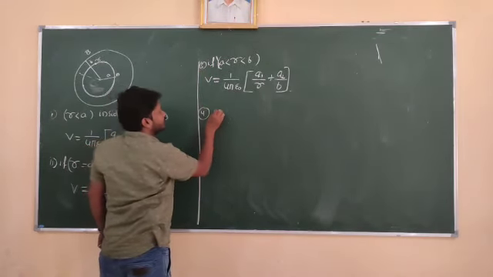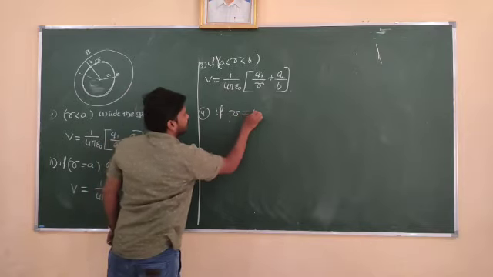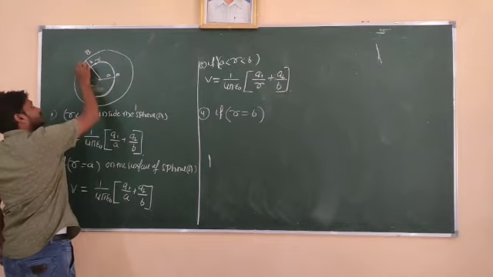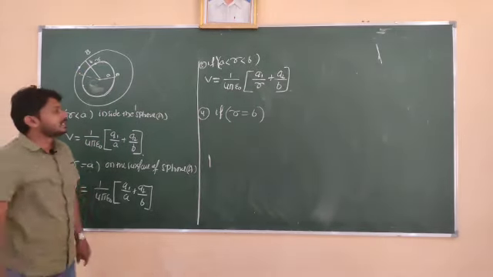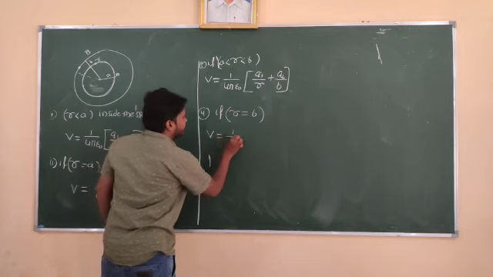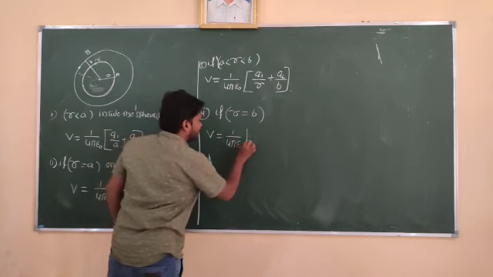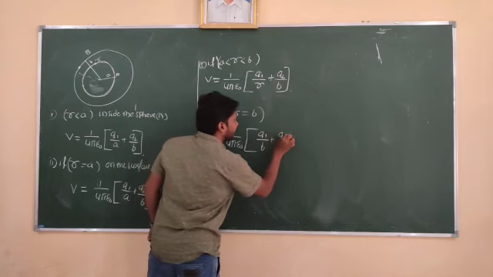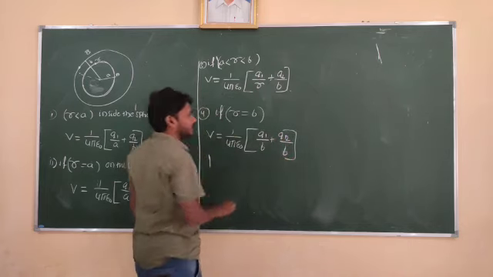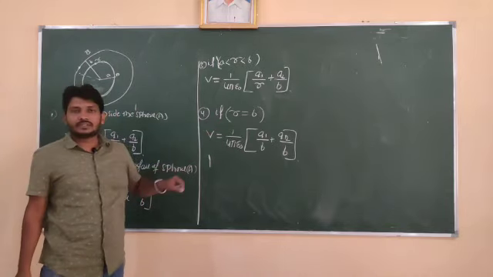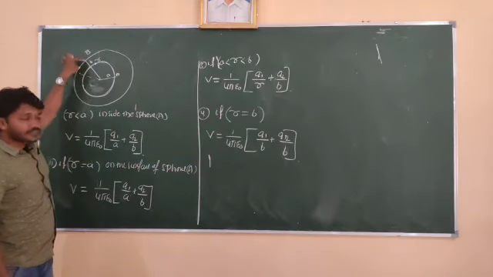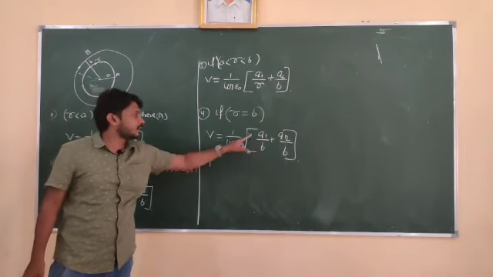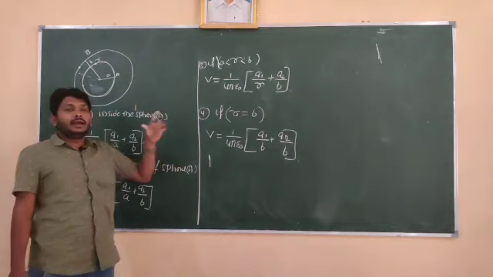In the fourth one, if r is equal to b, what does it mean? It means the point of observation is on the surface of the second sphere. So the formula is 1 by 4 pi epsilon naught, Q1 by b plus Q2 by b. If the point of observation is on the surface of the second sphere, V is equal to 1 by 4 pi epsilon naught, Q1 by b plus Q2 by b.